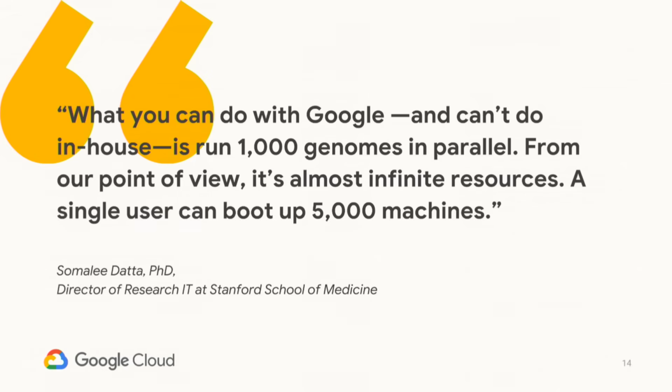The kinds of results that people get from leveraging Pipelines API is this kind of massive scale. So for example, the team at Stanford School of Medicine is able to run thousands of genomes in parallel, what today they say feels like infinite resources, and be able to boot up a lot of machines at once to accomplish a batch workflow in a very short period of time while still focusing on low cost.